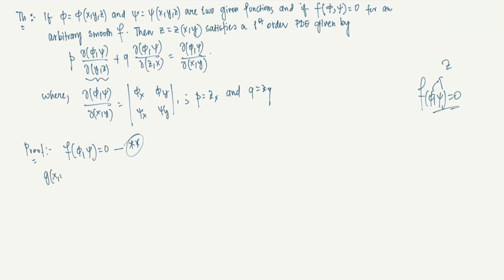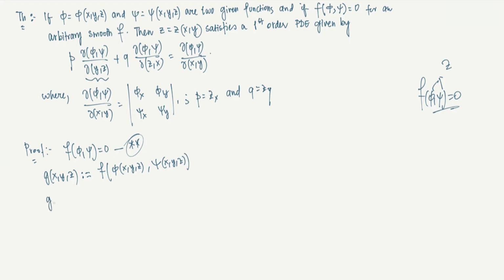So define g of x, y, z. Okay. So this is the idea. You define it like f of phi, which is a function of x, y, z, and psi, which is a function of x, y, z. Okay. So basically this double star is g equals 0. That's what is given. Okay.